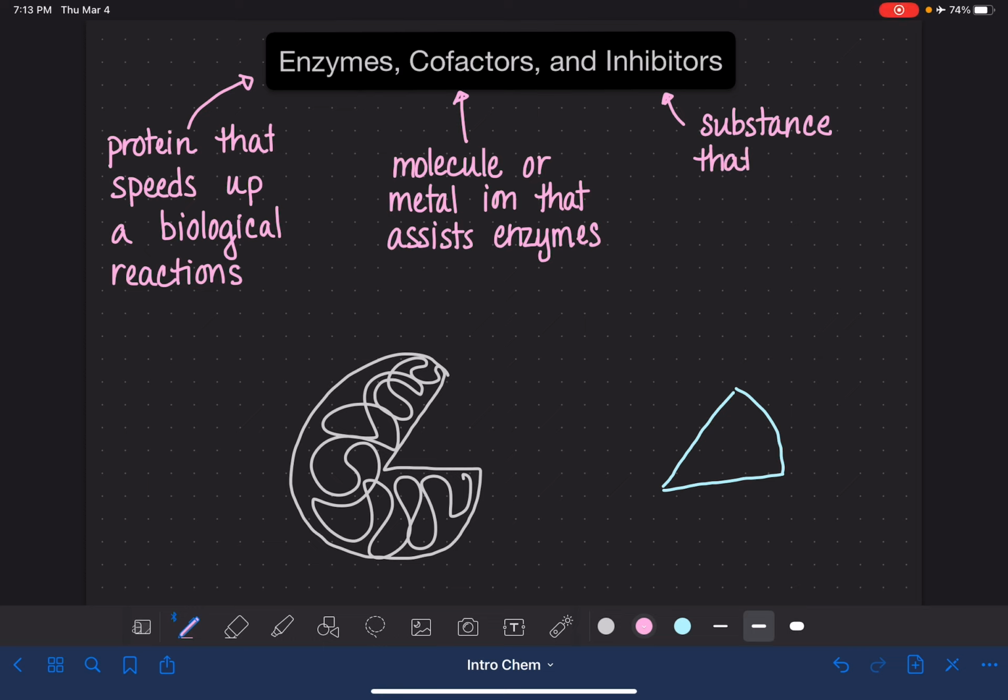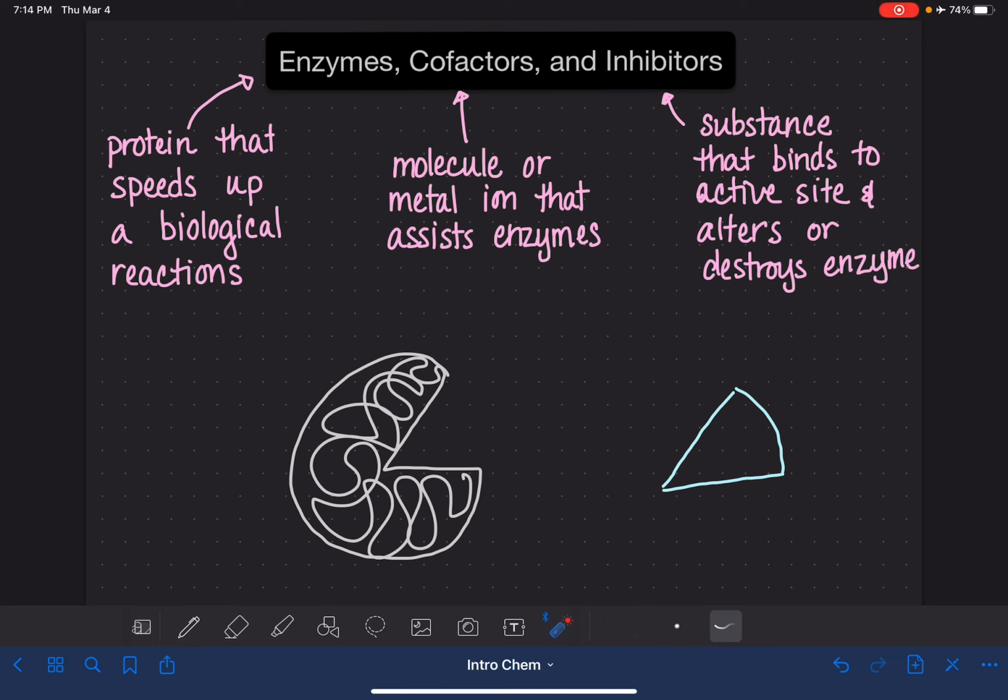An enzyme inhibitor is some sort of substance, maybe a molecule, that binds to the active site of an enzyme. It's not supposed to be there. And when it binds to the active site of the enzyme, it blocks the enzyme from being able to do what it's supposed to do. So the inhibitor alters, or sometimes destroys, the function of the enzyme, depending on how permanent this binding process is.